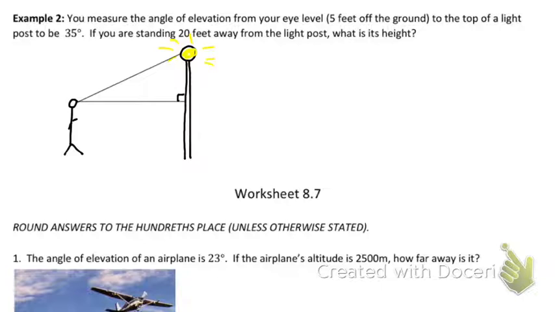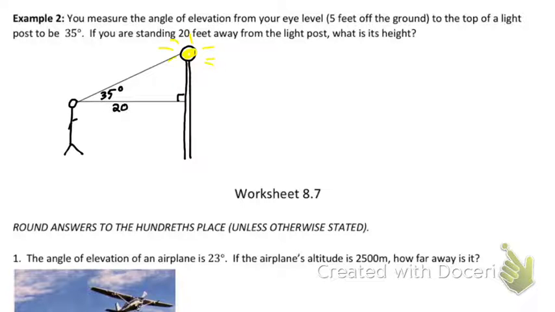So let's put some information down. You will measure the angle of elevation from your eye, that's 5 feet off the ground, to the top of the light post to be 35 degrees. If you are standing 20 feet away from the light post, what is its height? So let's look here. So we have a 20. We have a 35 degrees.